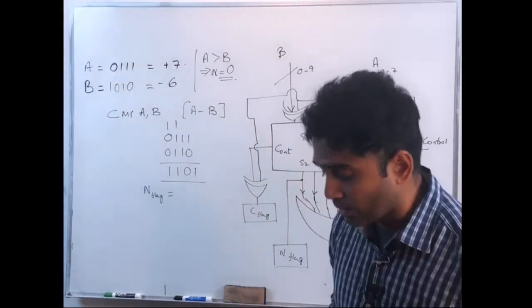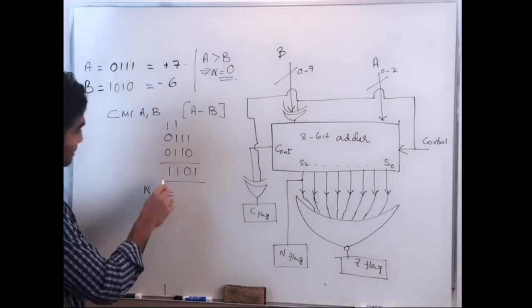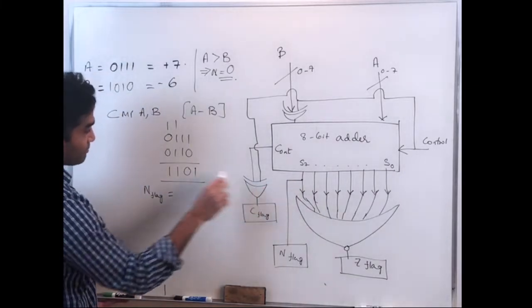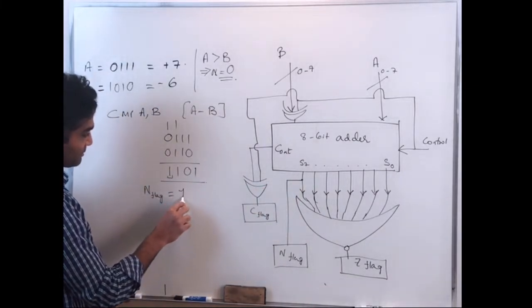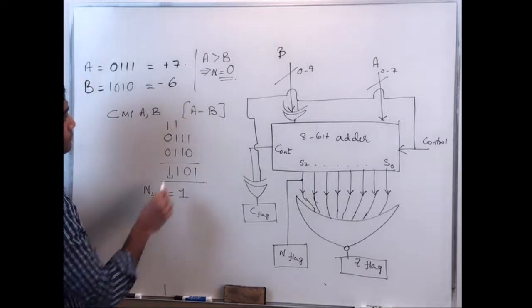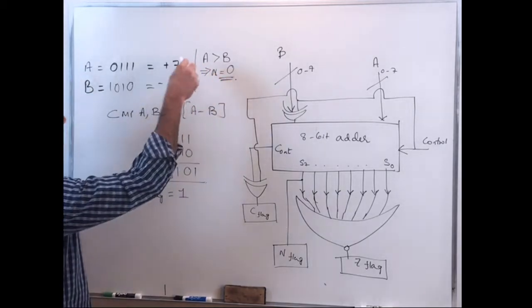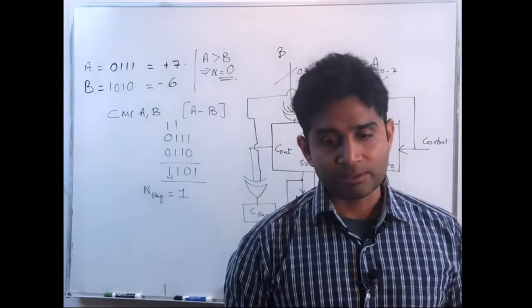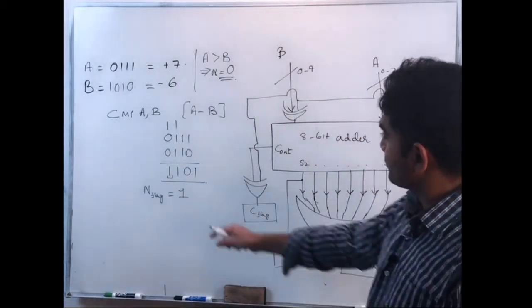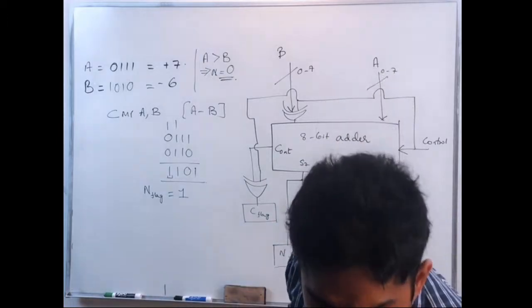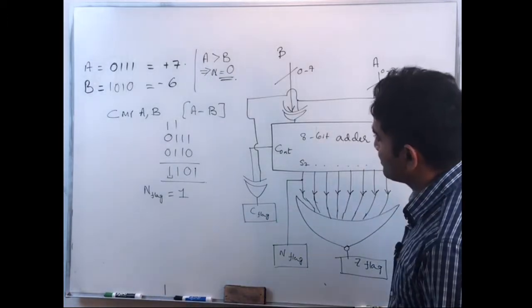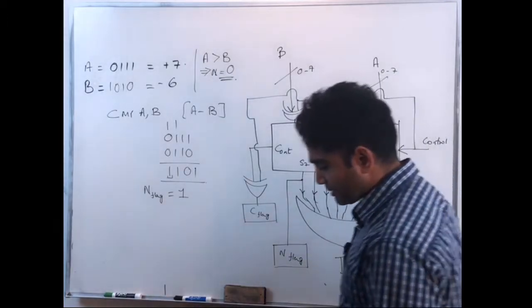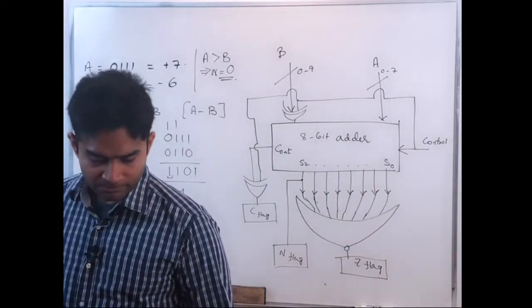My N flag says it's a 1, because my N flag is nothing but the most significant bit. It says 1. What I expected was my N flag to be 0, because obviously A is larger than B. So I expected the N flag to be 0, but I'm getting an N flag of 1. So what could be happening here? Why am I getting this weird result?